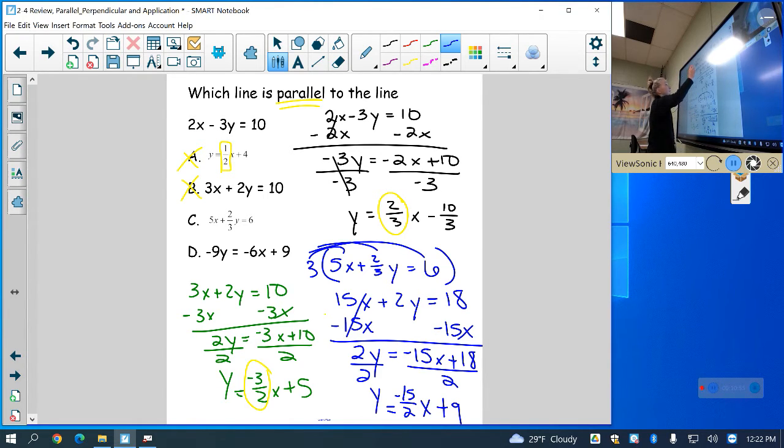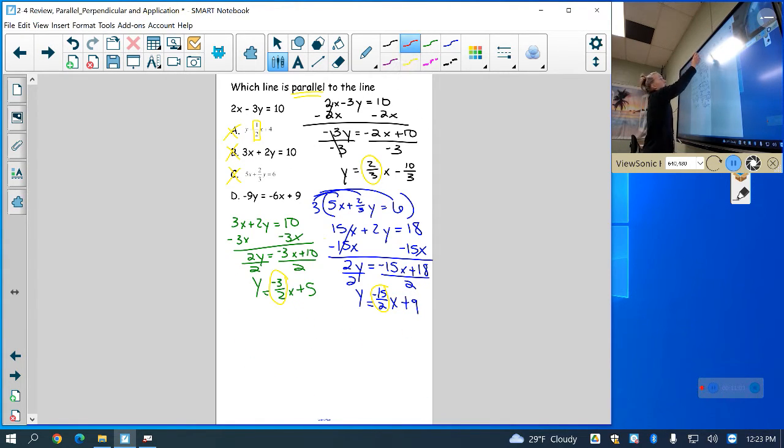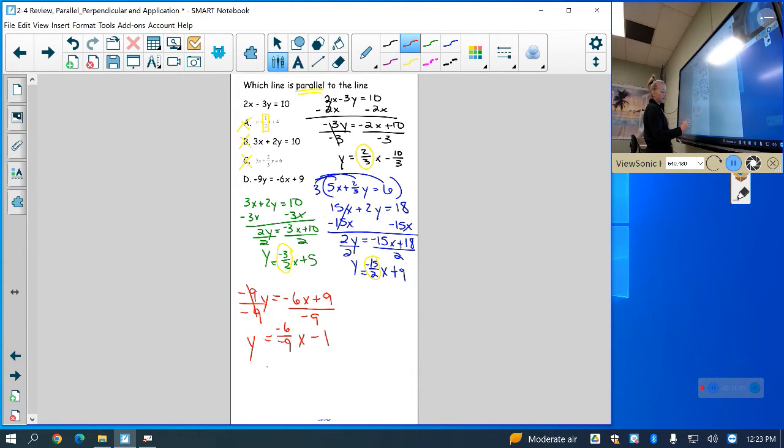So is that the same slope? Negative 15 over 2? No, so it can't be that one. So we got one more left. Let's see what we got. So negative 9y equals negative 6x plus 9. Divide by negative 9, and then distribute. So I have y equals negative 6 over negative 9, which is positive, I'll just write that down so you can see, and then minus 1. That also reduces. So we have a positive, divide by 3, 2/3 x minus 1.